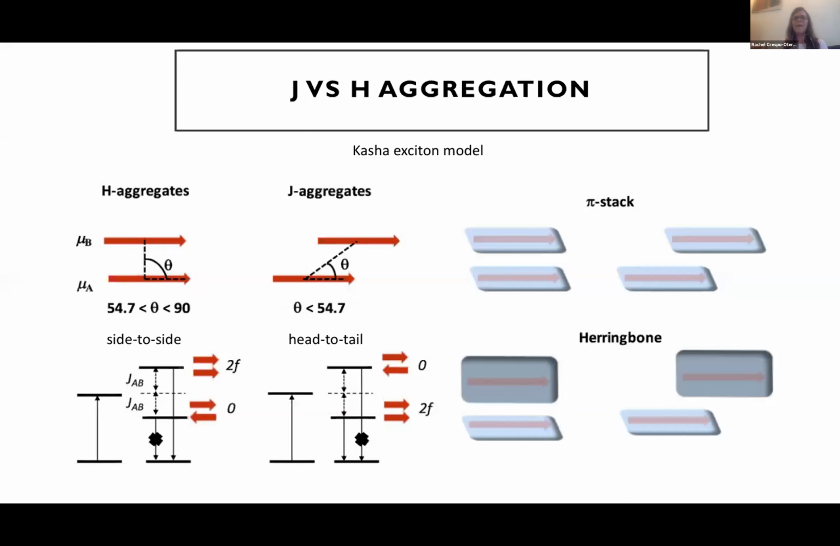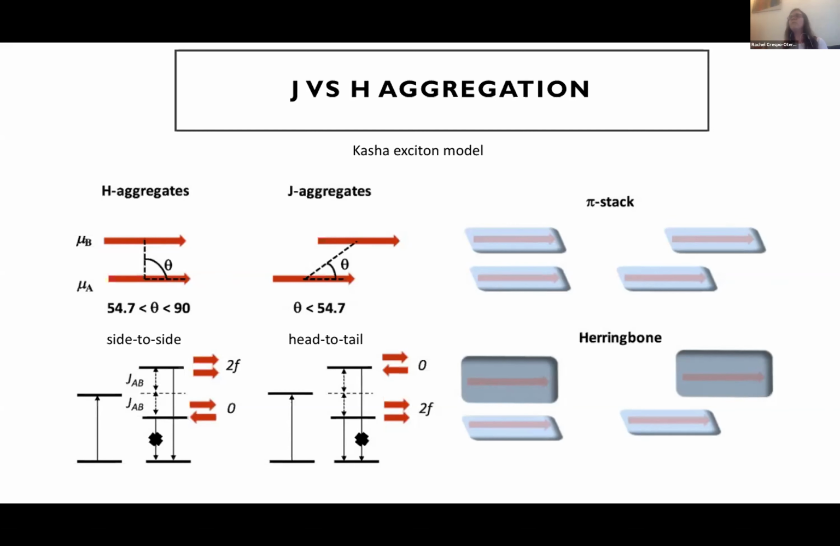Another point that we should take into account is that when you form aggregates, it depends on the orientation of the transition dipole moments. Here we are thinking about the Kasha exciton model. If we have an orientation of the dipole moments related to H aggregates, basically a side-by-side orientation of the monomers, the emission from the S1 state in the dimer is supposed to be forbidden.